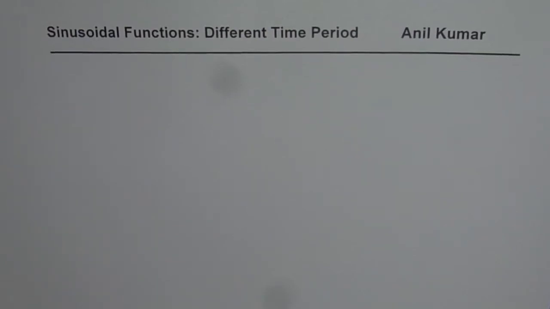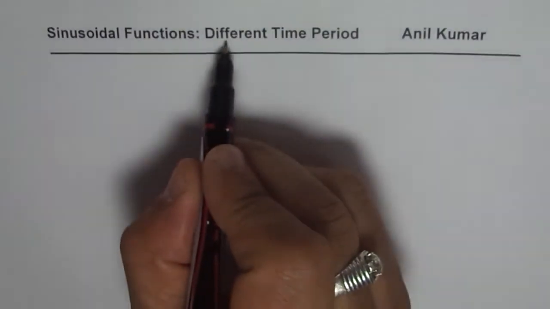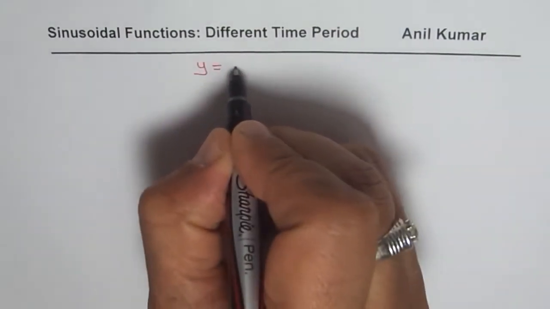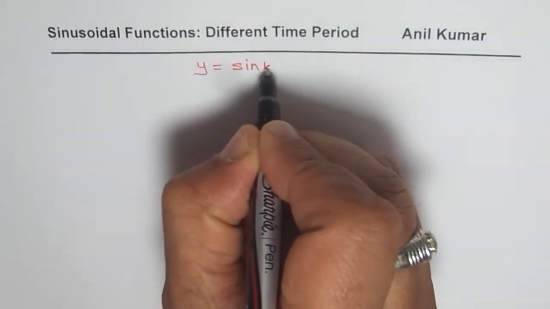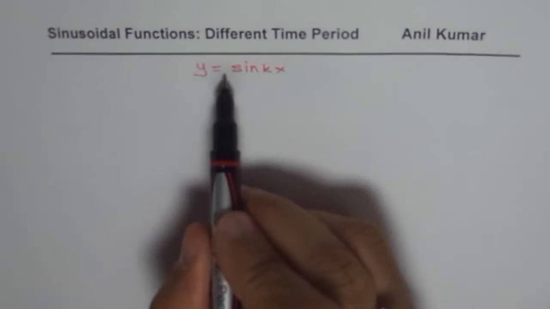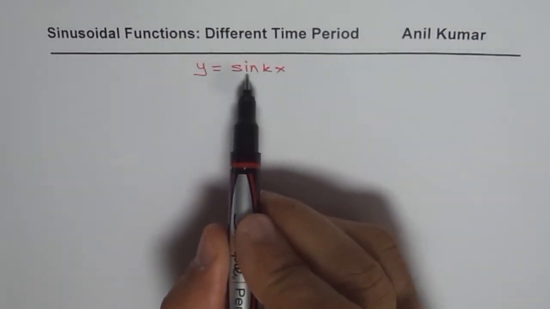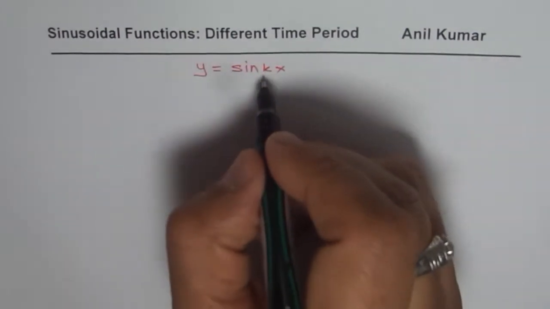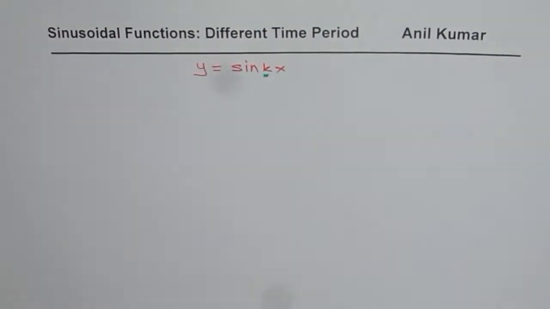I'm Anil Kumar, and in this video we will consider the period of a sinusoidal function. When we are considering different time periods, the equation will mainly be y equals sine of kx, right? We are considering very simple equations at present, so I'm not considering any other changes in the basic sine function. The only change which we'll explore in this video is the one which will reflect on the time period of the function, right?